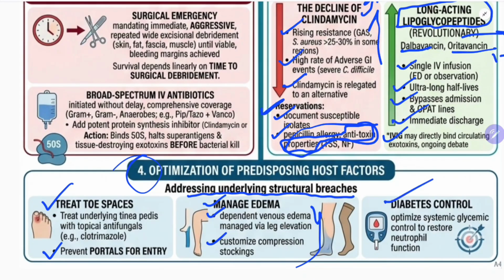Then diabetes control should be there. Optimize systemic glycemic control to restore neutrophil function. Remember, when diabetes is not controlled, glucose will be present in the blood, but to promote utilization of that glucose by the immune cells of our body, insulin is required. So when diabetes is not controlled properly, your immune system will not act properly and infections become very common. So that is the optimization of host factors. Treat the toe space infection, meaning treat the risk factor by which this infection has happened.